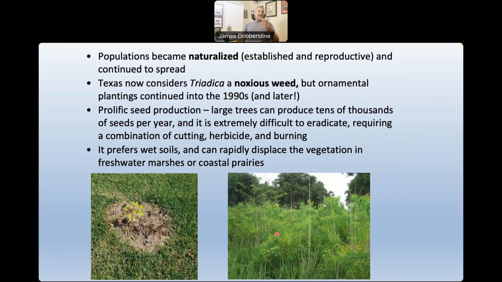And again, ornamental planting still continued, primarily through expansion of residential housing, especially in the urban and suburban areas. And while you can't go to a nursery and buy a tallow tree, there are people who still will pick up the saplings because they think they're pretty and they'll move them into their yard. So I would say education on this subject isn't as great as it probably should be.